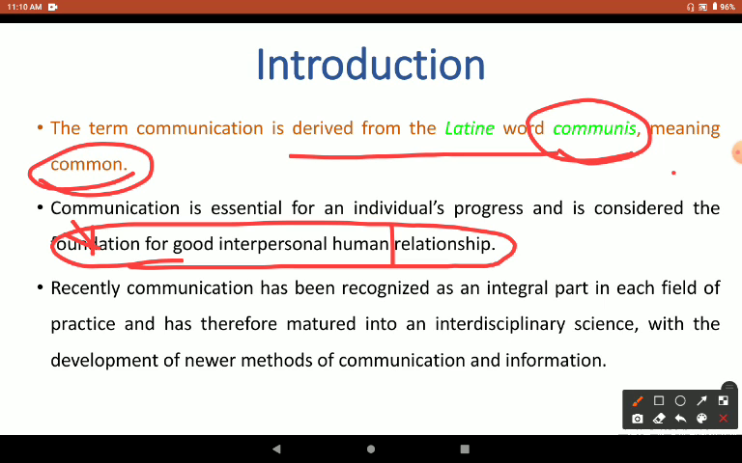So recently the communication has been recognized as an integral part. Integral part means, I'll repeat, recently communication has been recognized as an integral part in each field of practice and has therefore matured into an interdisciplinary science with the development of newer methods of communication and information. Here, communication being recognized as an integral part means it does not differ in any field. Communication in each and every field will be the same. If you are starting the communication, it will be the same in each and every field.